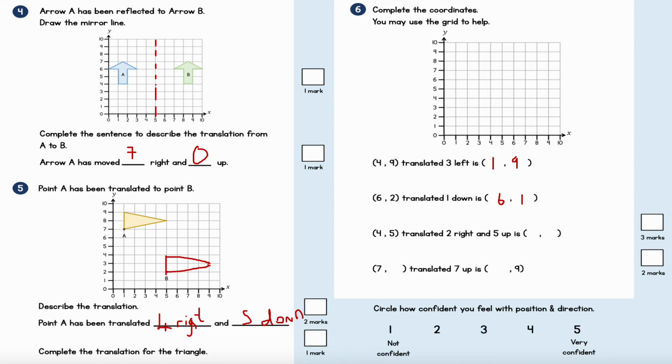4, 5, translated 2 right and 5 up. So it's 2 right, so it becomes a 6 there. And 5 up, it becomes a 10 there. 7 something, translated 7 up.